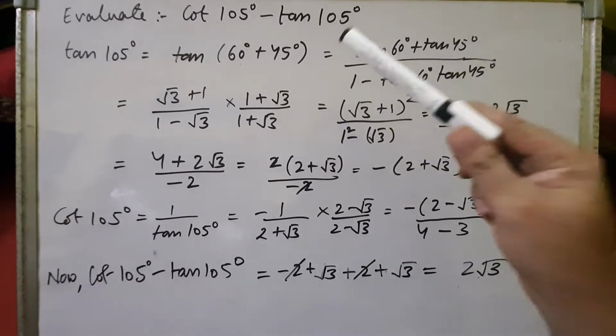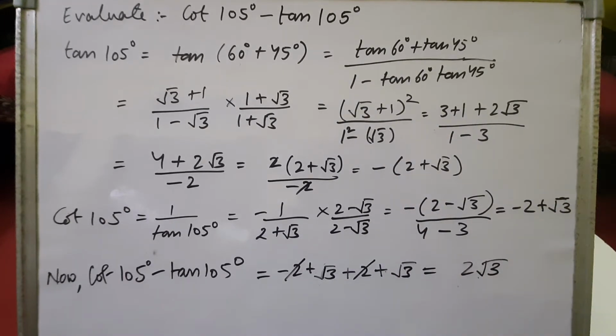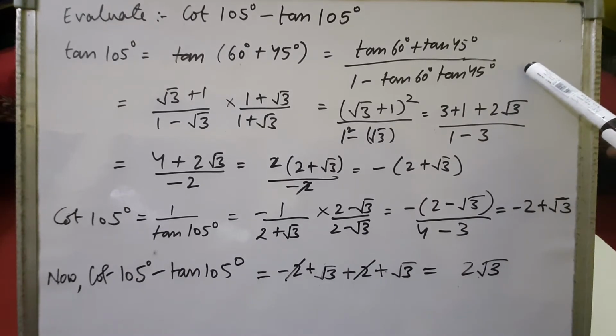So children, tan 105 degree can be written as tan(60 degree plus 45 degree). Now the formula for tan(A plus B) is (tan A plus tan B) upon (1 minus tan A tan B). When we substitute the value in the formula, what we'll get? (Tan 60 degree plus tan 45 degree) upon (1 minus tan 60 degree tan 45 degree). Children, the value of tan 60 degree is root 3 and tan 45 is 1.